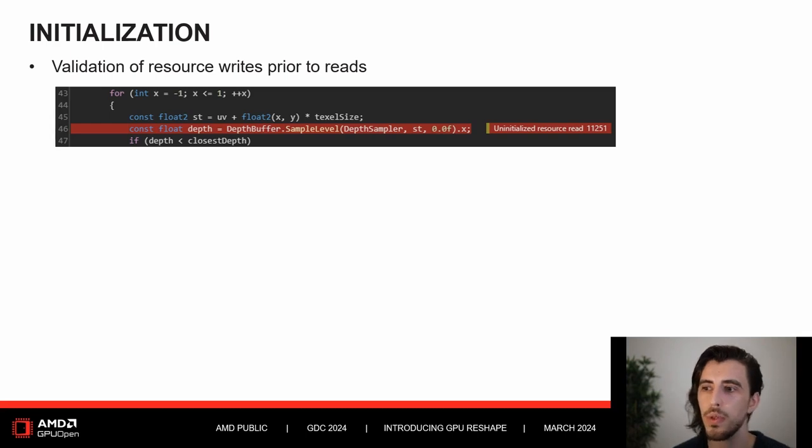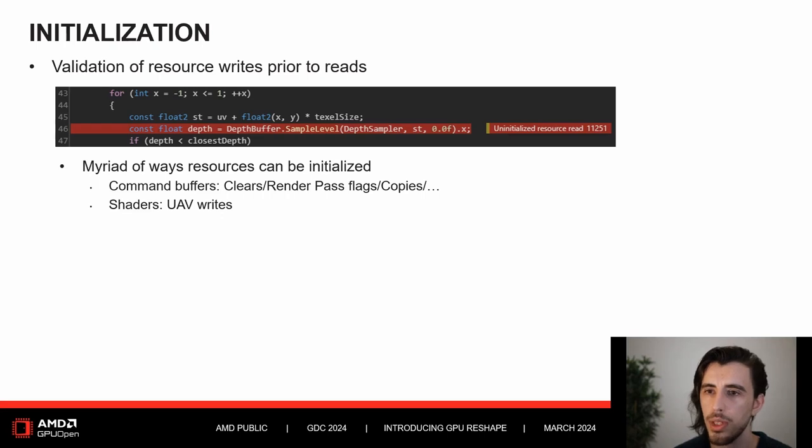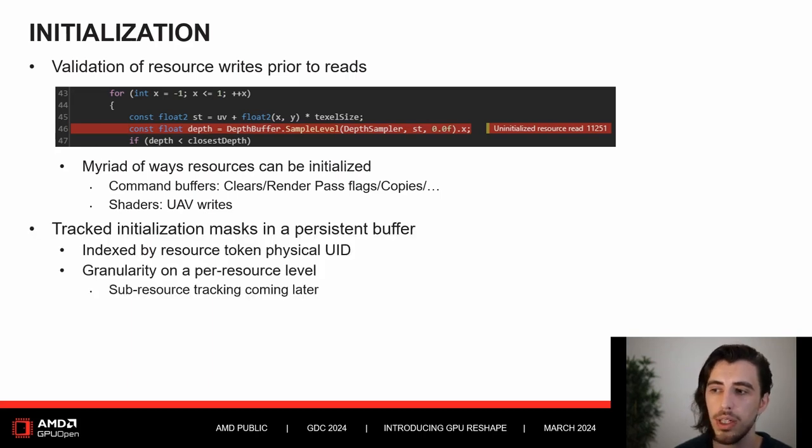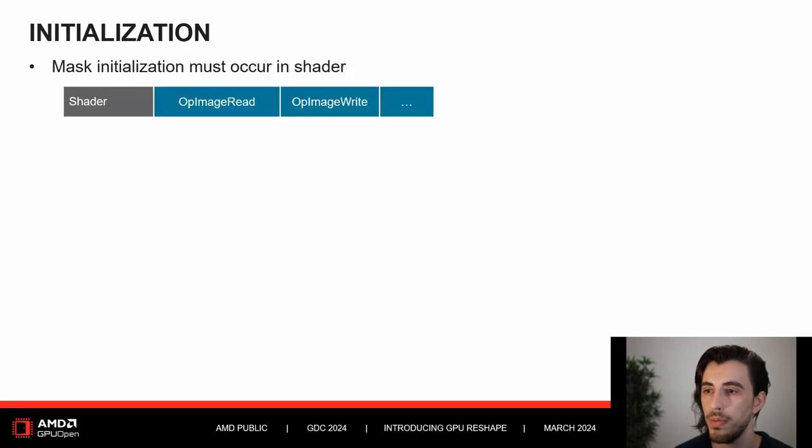Now that we know that the descriptors are valid, what about the data inside of them? Let's validate that any read was preceded by write. Problem is, there's a lot of ways that resources can be initialized, both from command buffers and shaders. On the feature side, we basically have a very large buffer with initialization masks, which is indexed by the global ID of the resource token. One note is that today the granularity is on a per resource level. This will be greatly improved in the future.